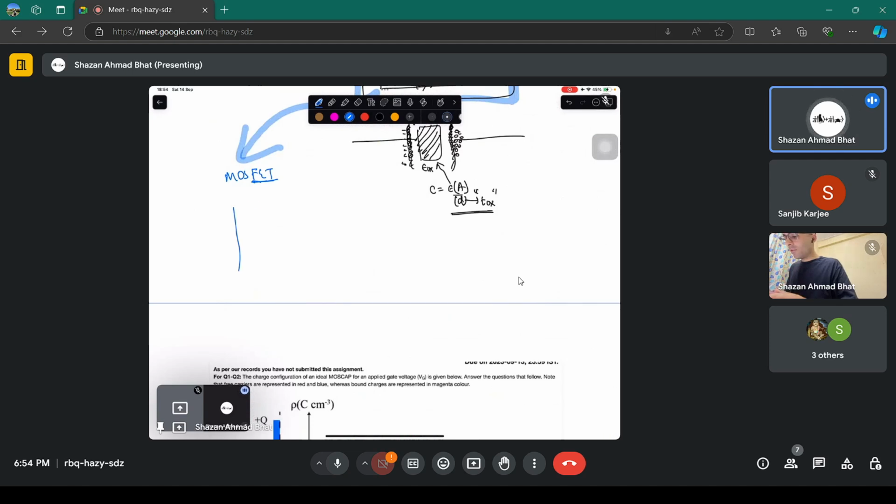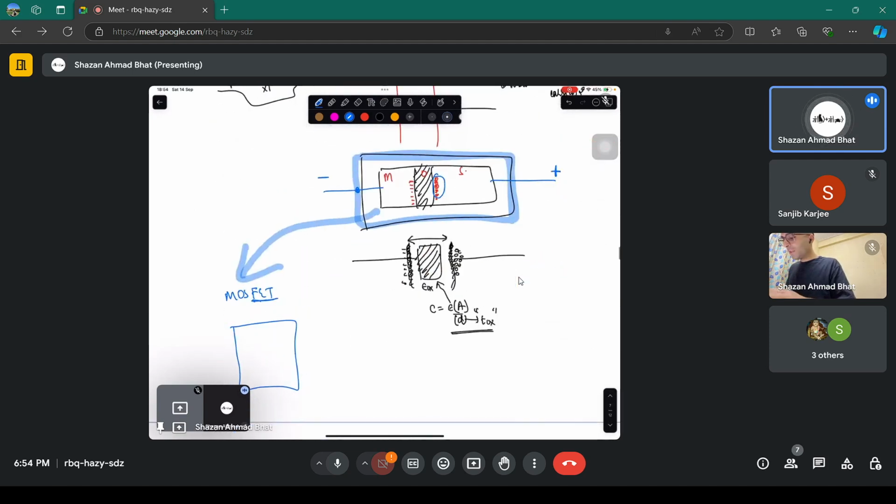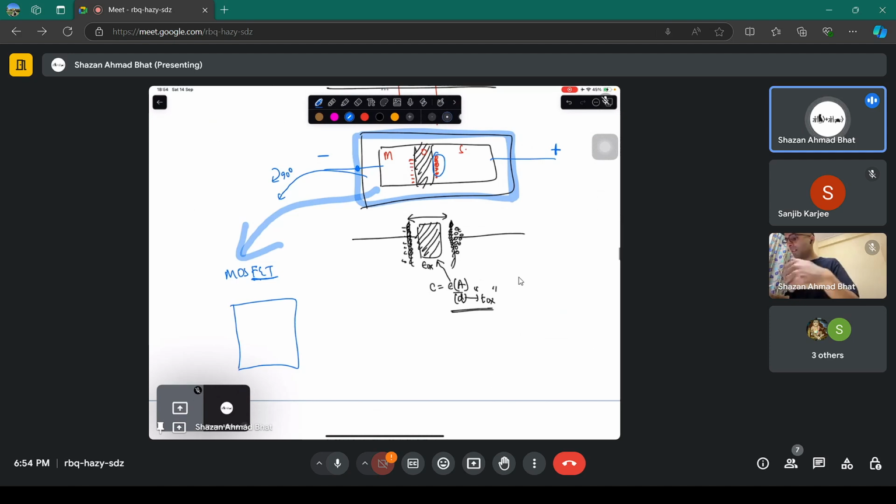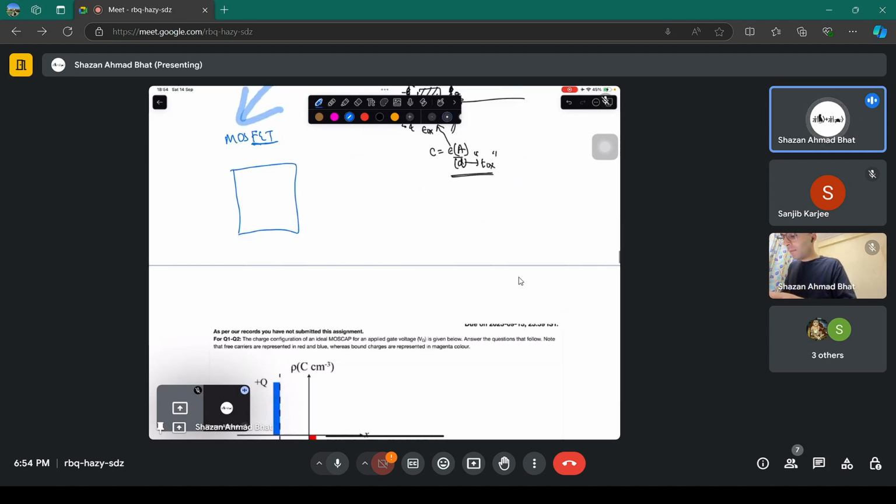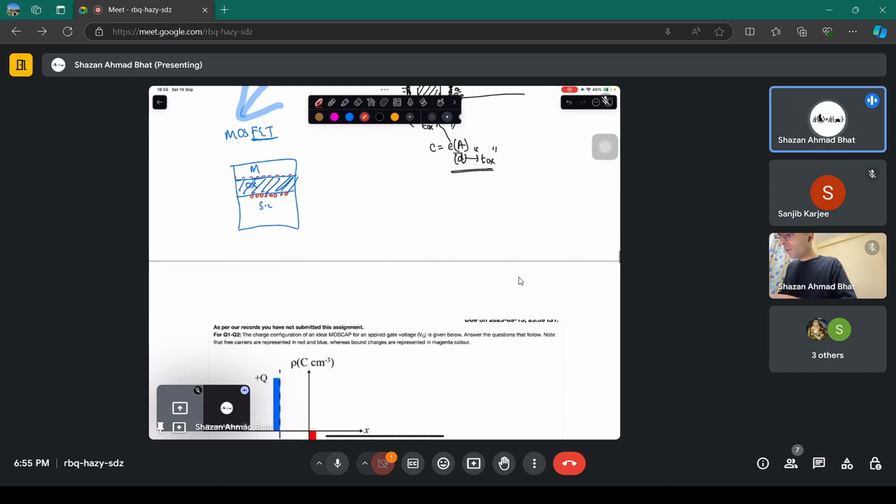That's it. Earlier, if you take this particular device and rotate or invert it by 90 degrees in the clockwise fashion, you get metal, you get oxide, you get semiconductor. This is the oxide. And you have the carriers here, free carriers. Now what you just do, you connect a region here and here. This is source, this is drain, and you get a full-fledged MOSFET.